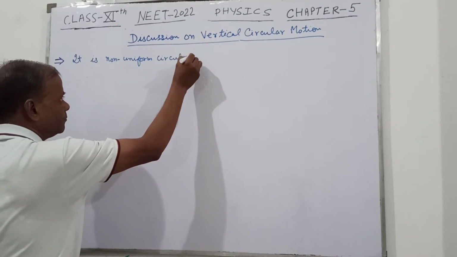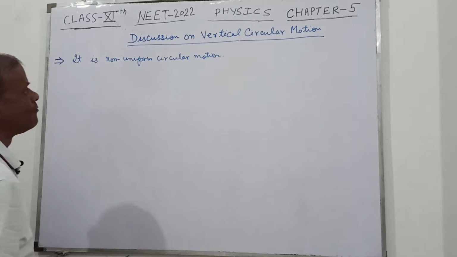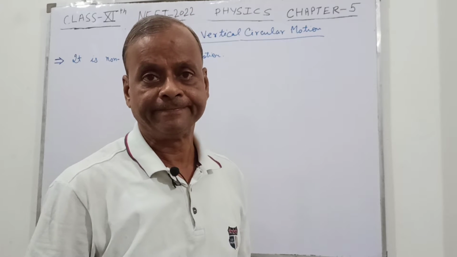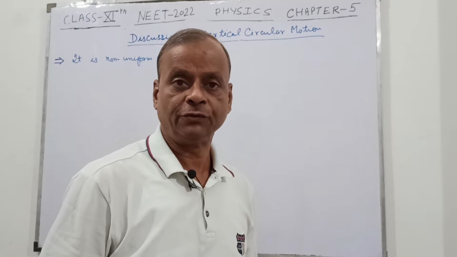It is non-uniform circular motion. Now here, if we are having the speed that is to be constant, then this may be the example of uniform circular motion.